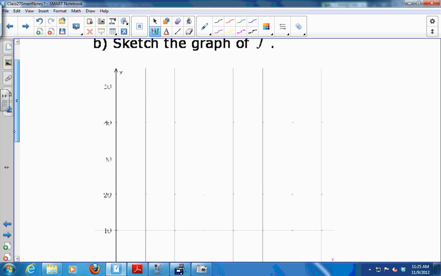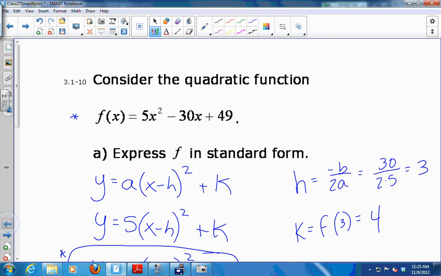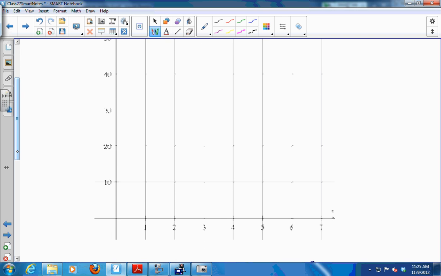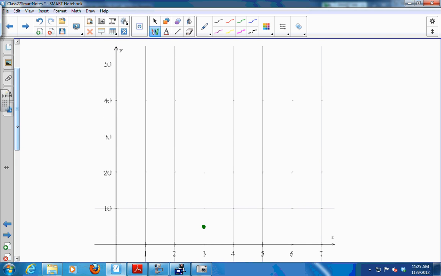Okay, so now I want to sketch it. So if I have it in vertex form, I can put its vertex down. My vertex is at 3, 4. So I'll sketch that immediately. 3, 4 is about right there. And then a couple more points is really all I need. I know its Y-intercept is what? 49. Look at the other equation, the constant on the end of the standard equation. The general equation is the Y-intercept.